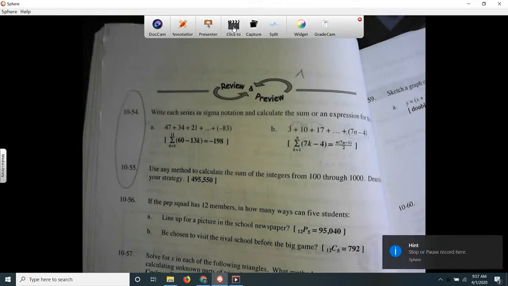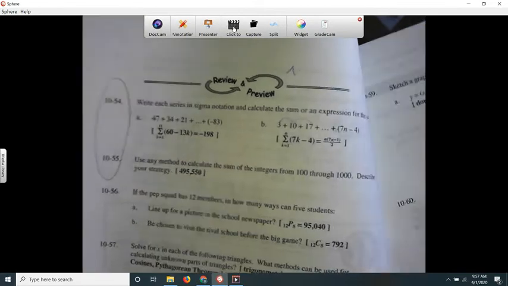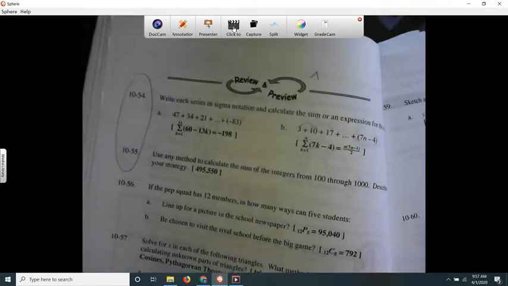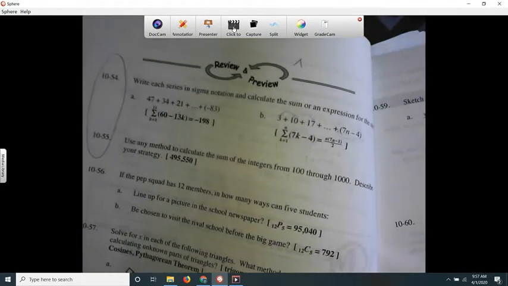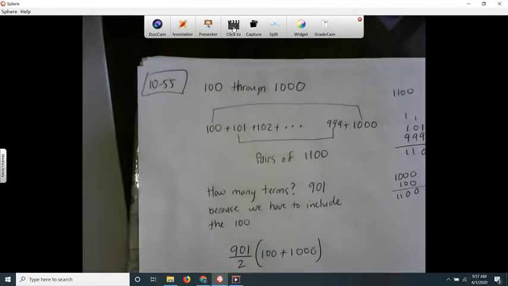Here's Integrated 3, 10-55. It says use any method to calculate the sum of the integers from 1 through 1,000. Describe your strategy. So this is kind of like that one with Gauss where we had to do 1 through 100, but this is 100 through 1,000.